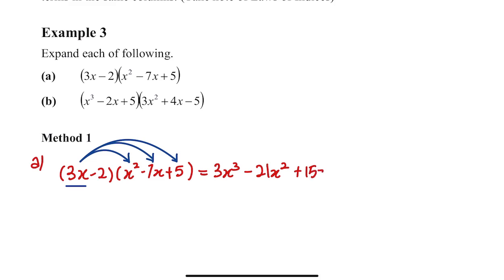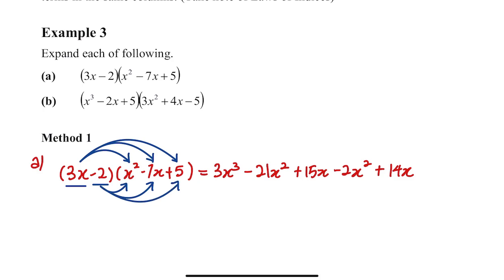Then the next one over here, I have negative 2 now. Now for negative 2, we apply the distributive law. We multiply it to each term in the other bracket step by step. So negative 2 times x squared will give me minus 2x squared. Then next one, negative 2 times negative 7x will give me positive 14x. Then the last one, negative 2 times 5.